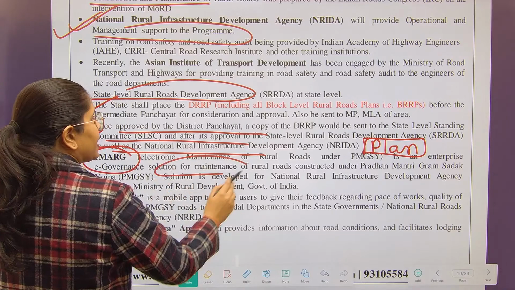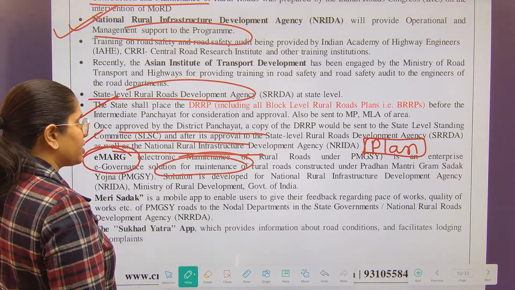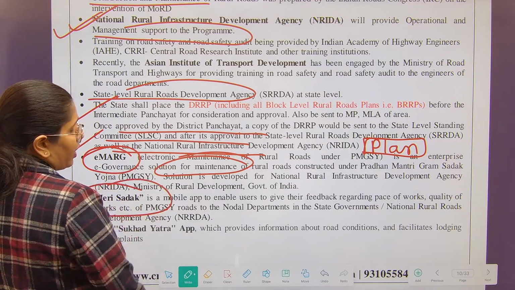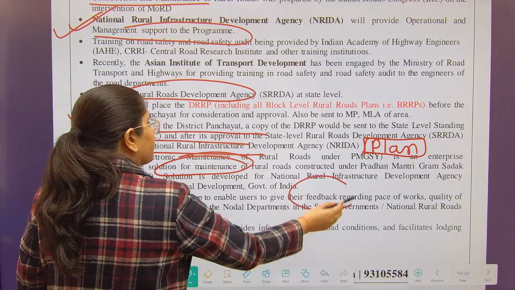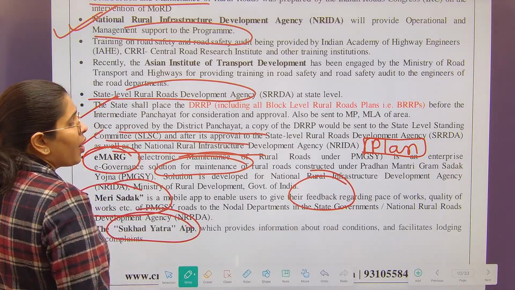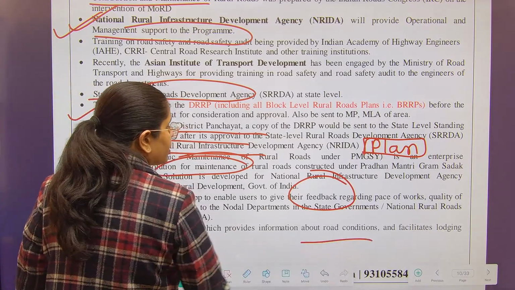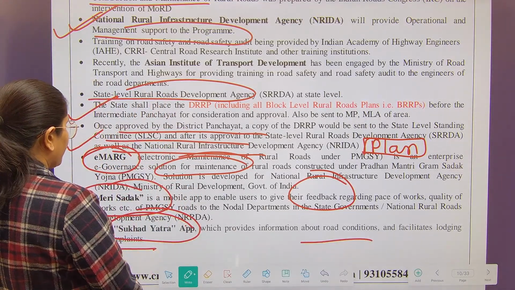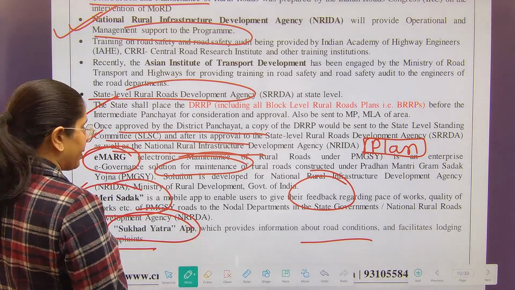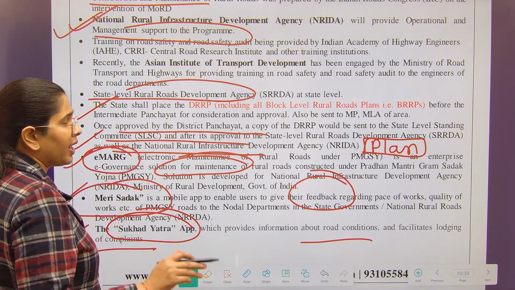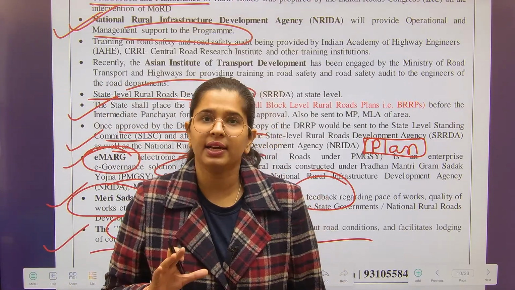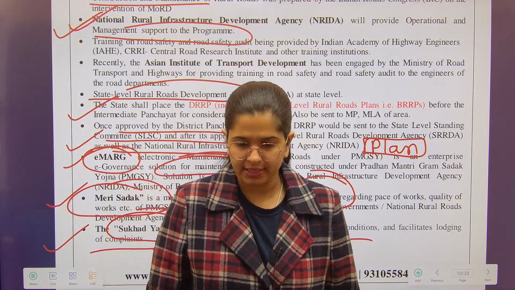Then there is an e-governance platform, eMARG. Here they are going to maintain whatever rural roads have been constructed under this particular program. Next is Meri Sadak. Under this is a feedback system. You can provide your feedback, and apart from that there is the Sukhad Yatra app where you can tell about the road conditions as well as lodge any complaints. So Meri Sadak and the Sukhad Yatra are your feedback mechanisms. eMARG is an e-governance platform. E-governance platform means this will be used by the government for their record maintenance.